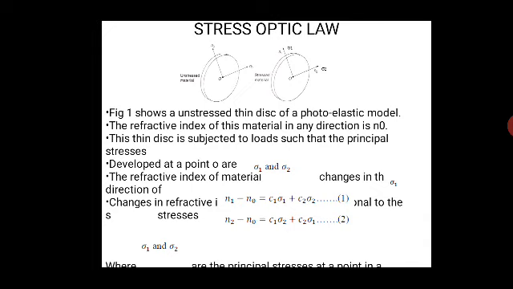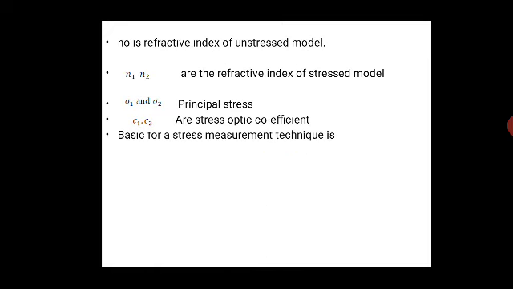where sigma 1 and sigma 2 are the principal stresses at a point in the material, and n1 and n2 are the refractive indices of the stressed material. Then sigma 1 and sigma 2 are the principal stresses. C1 and C2 are the stress optic coefficients.